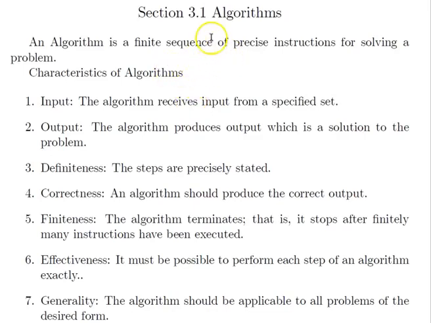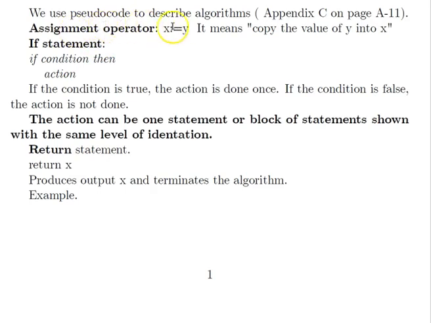Section 3.1 Algorithms. An algorithm is a finite sequence of precise instructions for solving a problem. It has these 7 characteristics. We use pseudocode to describe algorithms. The pseudocode is presented in Appendix C of the textbook.